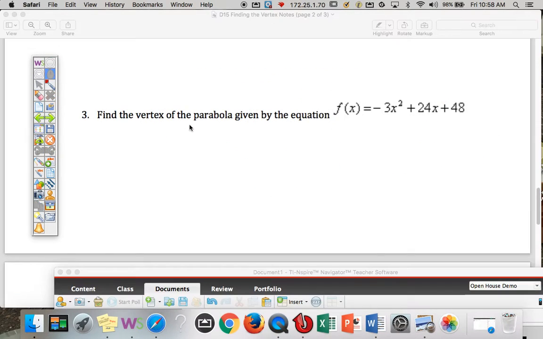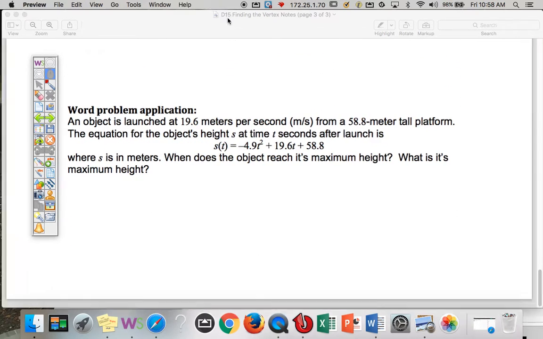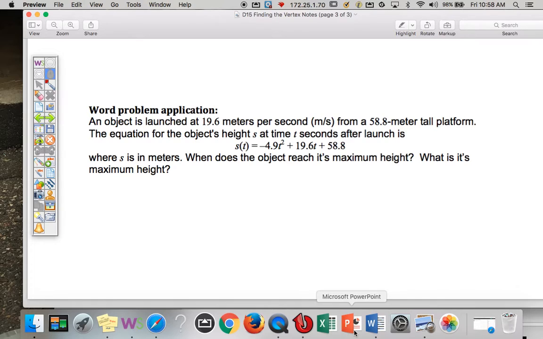Okay, so you're going to try these 3 steps on your assignment, find the vertex of each of these equations, and even do the word problem. You should still be able to find the vertex. And we'll go over any questions tomorrow.